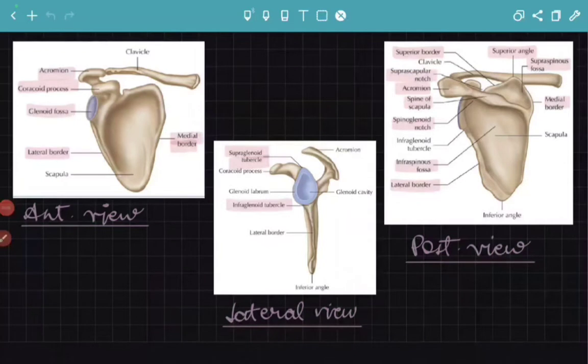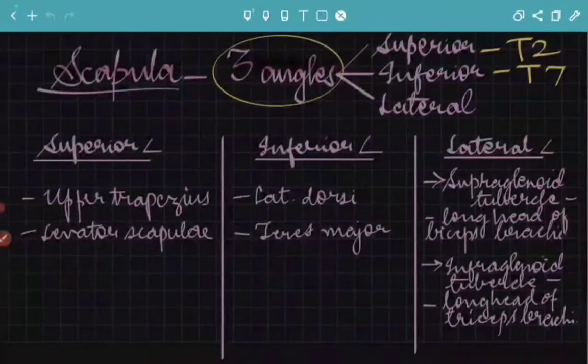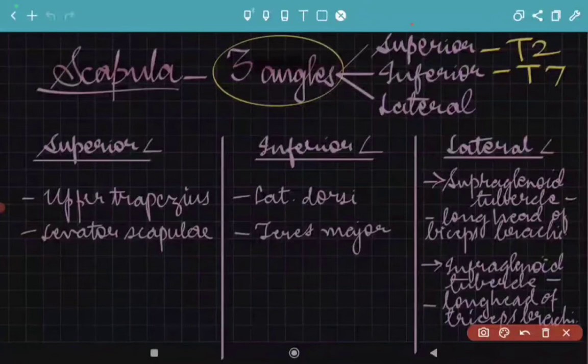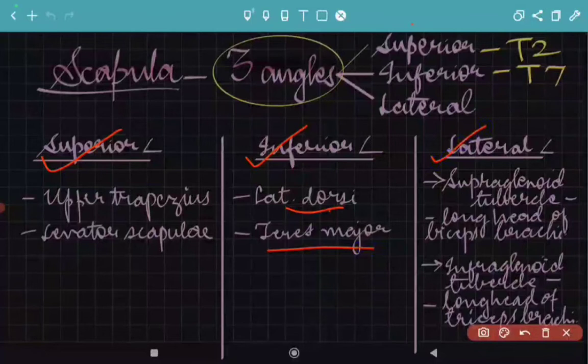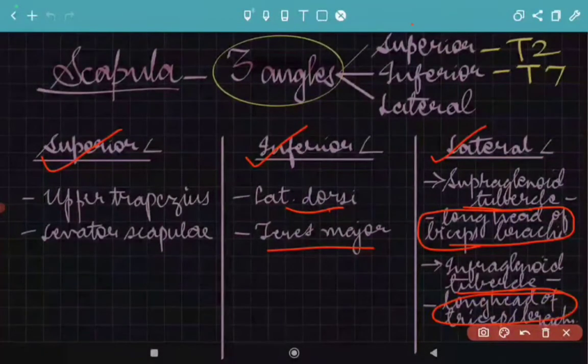Keeping this diagram in the back of the mind, we will now discuss the attachments of angles and borders of the scapula. Starting with superior angle, its attachments are as follows: upper trapezius and levator scapulae. Inferior angle, its attachments are latissimus dorsi and teres major. Lateral angle, it has attachments at supraglenoid tubercle and infraglenoid tubercle. Long head of biceps brachii at supraglenoid tubercle and long head of triceps brachii at infraglenoid tubercle.